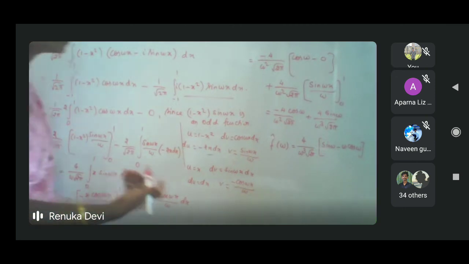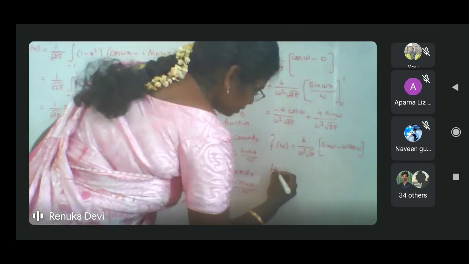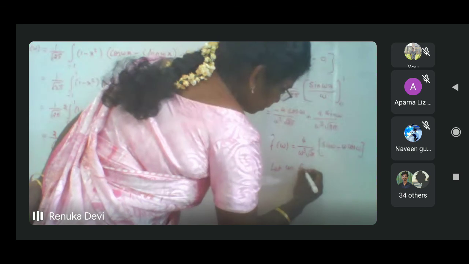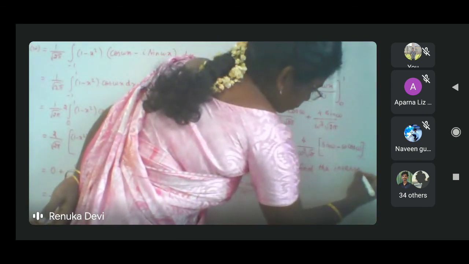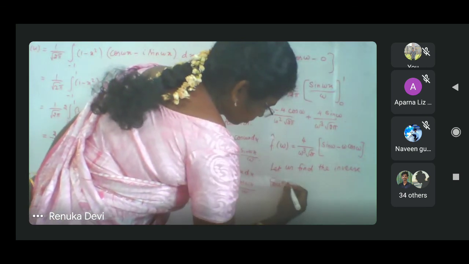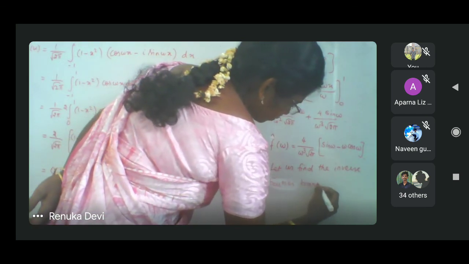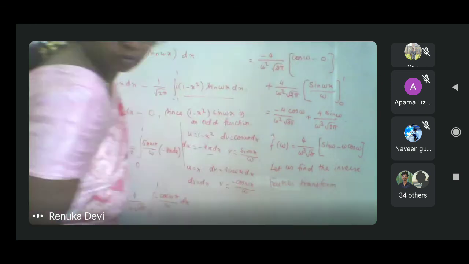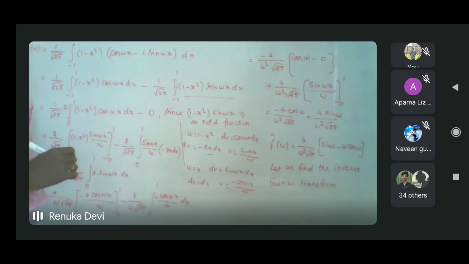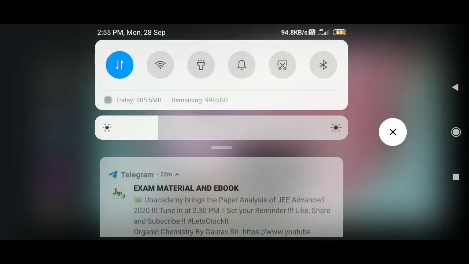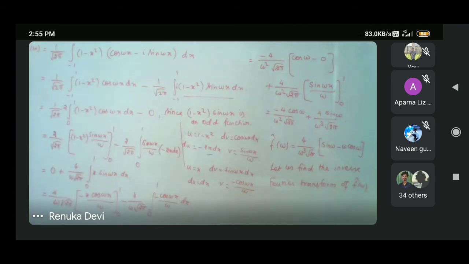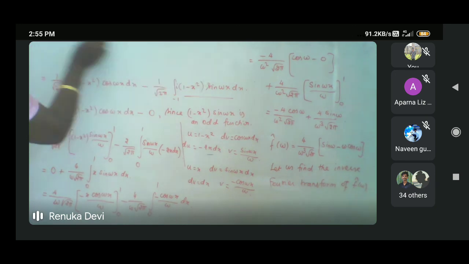So here, instead of taking the script F, I write it in words. Let us find the inverse Fourier transform of F cap of W. So the inverse Fourier transform of F cap of W will be f of x, isn't it?